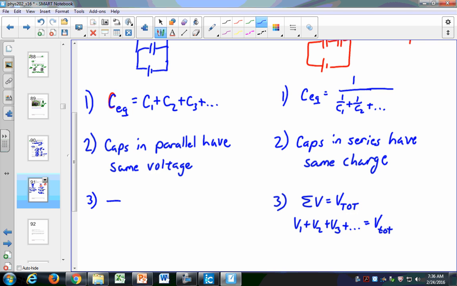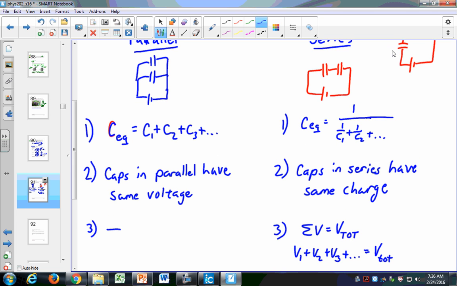That might be the voltage of the battery. So for example, if I have 12 volts here and I have 8 volts here, then I must have 4 volts here because it has to add up to equal 12. This is a rule called the loop rule. We'll see that when we get into resistor circuits next chapter.